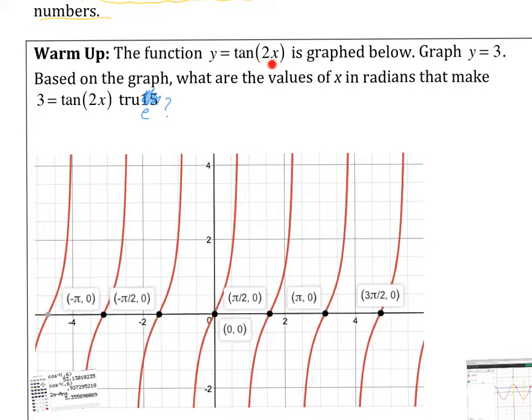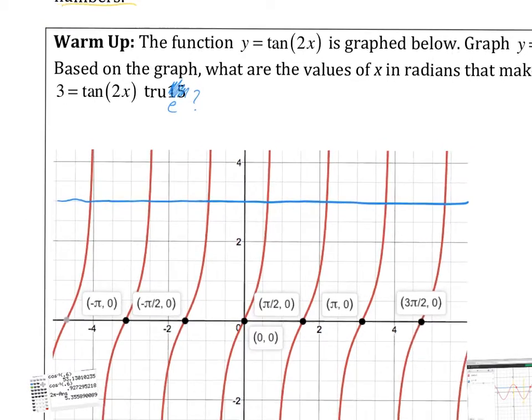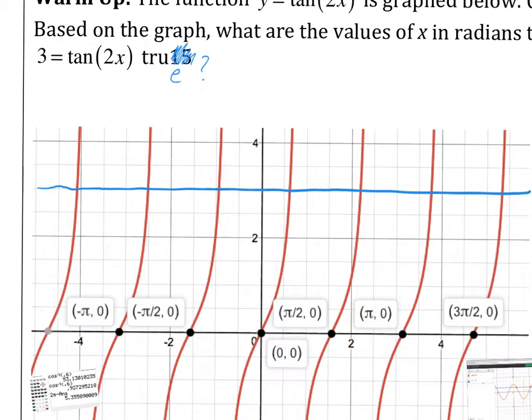So the function y equals the tangent of 2x is graphed here. All of these, sort of like raindrop functions, are graphed here. And when you graph y equals 3, it's a horizontal line that crosses here. And then, of course, your solution is just going to be all the points of intersection. So here are your solutions. Now, interpreting that solution is something different.